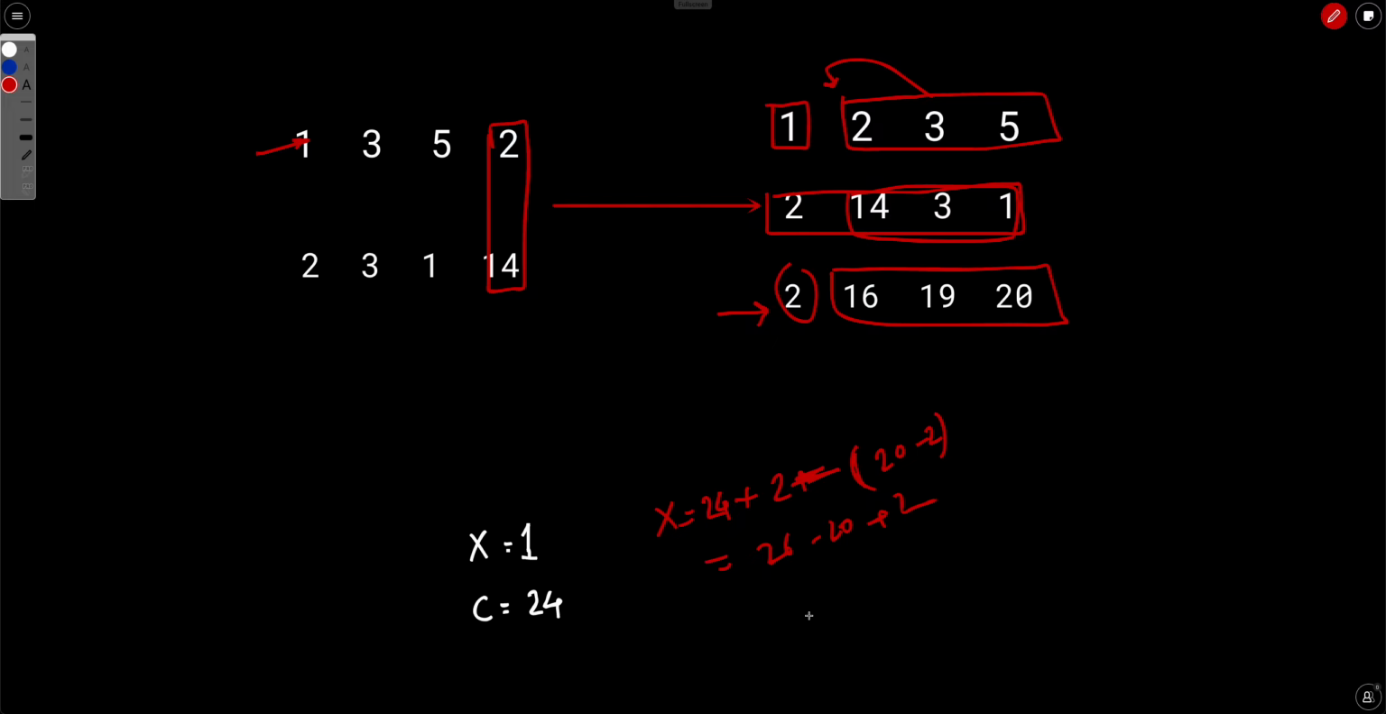So that becomes 8. So the cost of moving everything to x equals 2 is 8. Okay. Now similarly, let's say we have to find the cost of moving everything to x equals 3. Okay, this is the last thing.